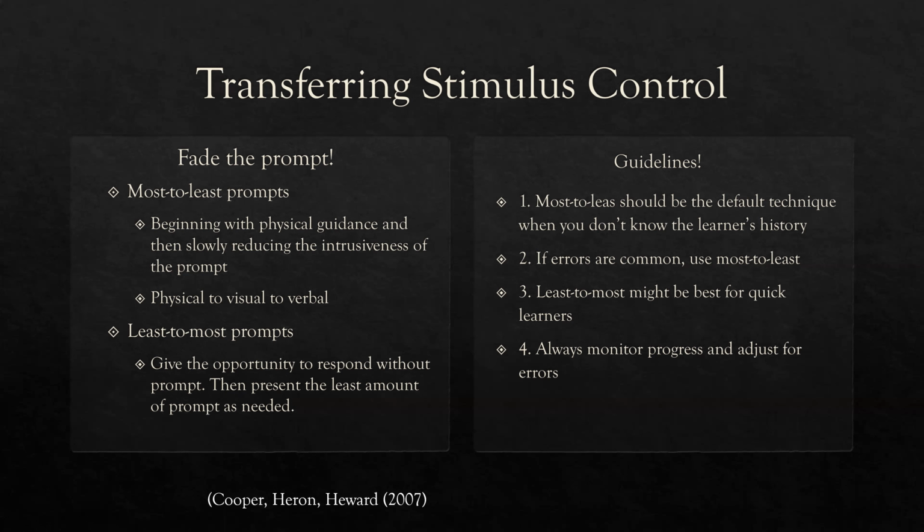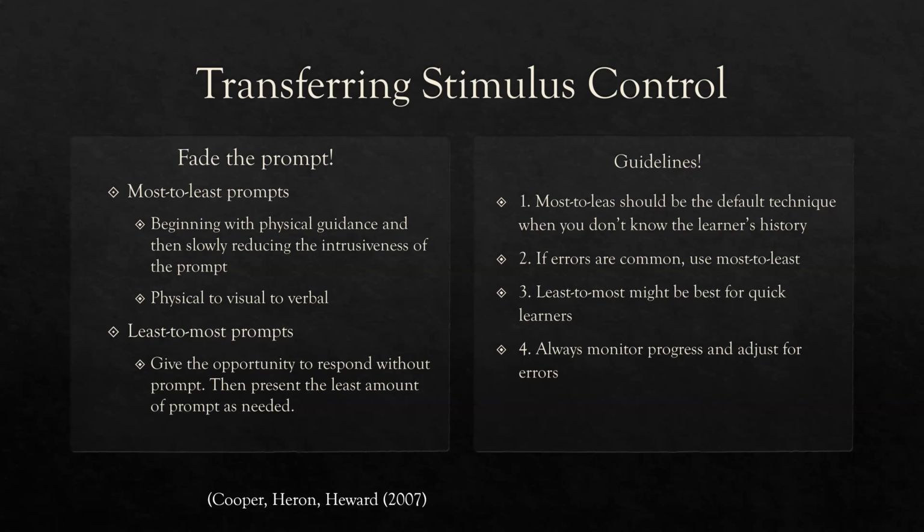So when using most to least, start with physical guidance. See what happens. See if it works. And then slowly, as necessary, fade that out, right? And reduce. The typical order is a physical prompt to a visual prompt to a verbal prompt. Now remember, we need to individualize, so this might not be across the board, but that is the typical hierarchy. I start physical, then I move to visual, then I go to verbal.